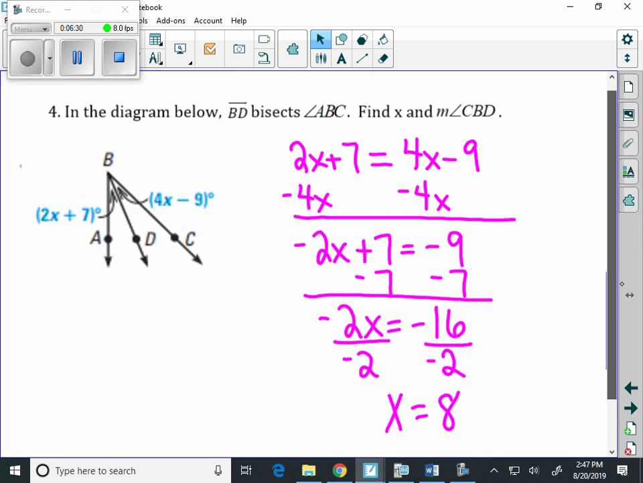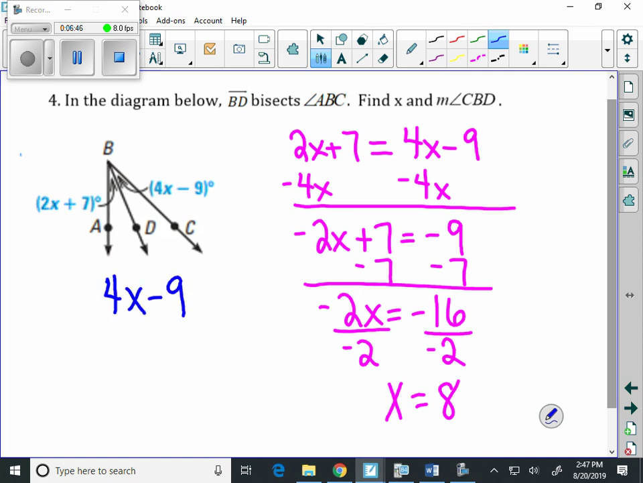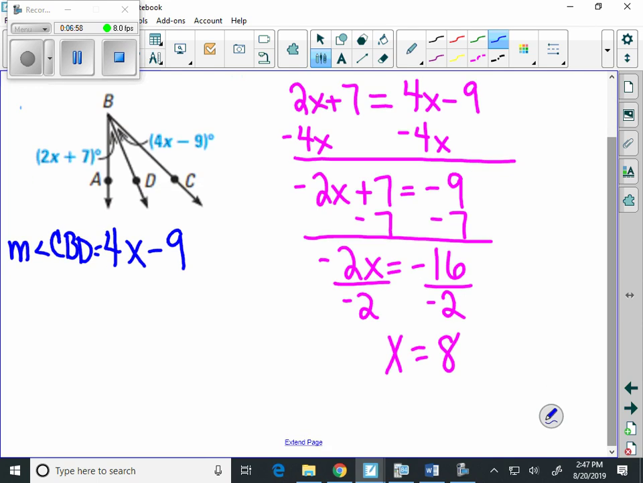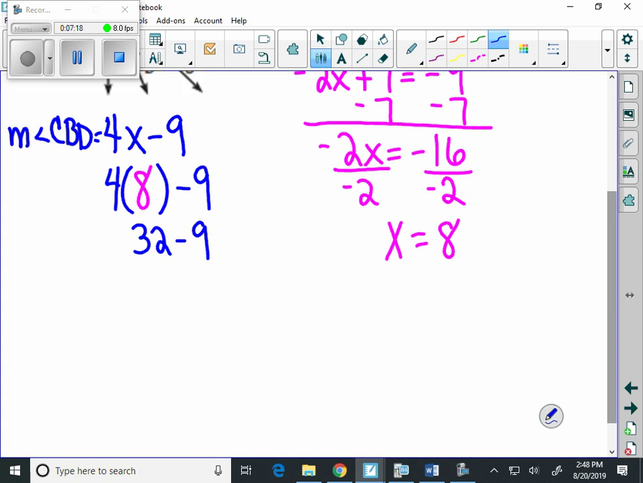But don't forget that not only does the question ask to find the value of x, we also need to figure out what the measure of angle CBD is. Well, angle CBD is 4x minus 9. Let me write that. The measure of angle CBD equals 4x minus 9. Now we're going to take that value of 8 that we just found and put that value in for x. So this is going to be 4 times 8 minus 9. And 4 times 8 is 32, minus 9, and 32 minus 9 is 23. So our measure of angle CBD equals 23.